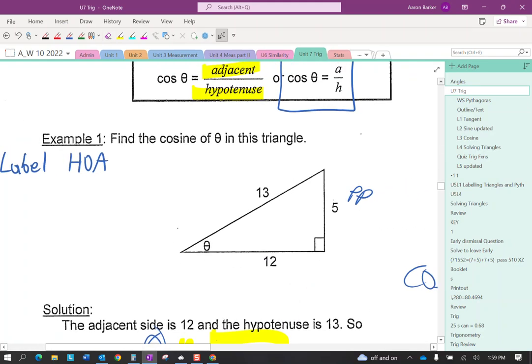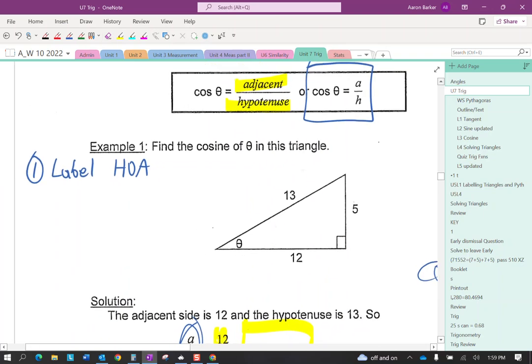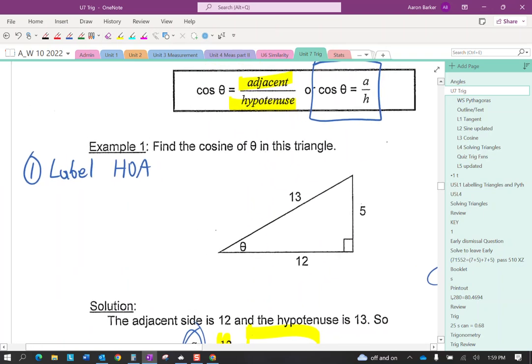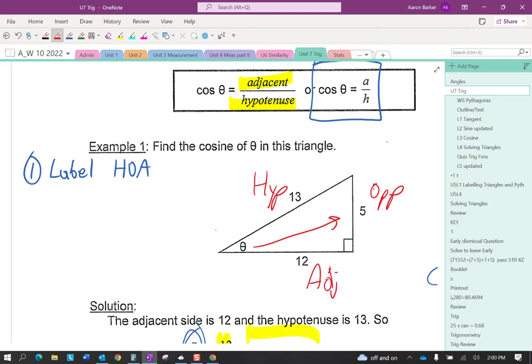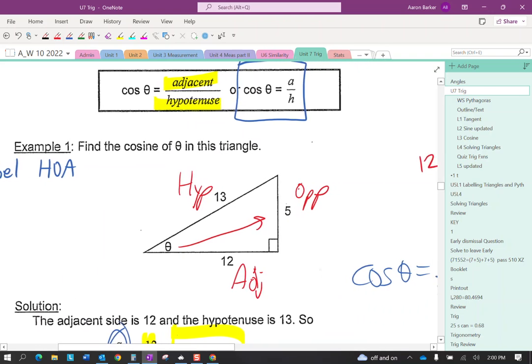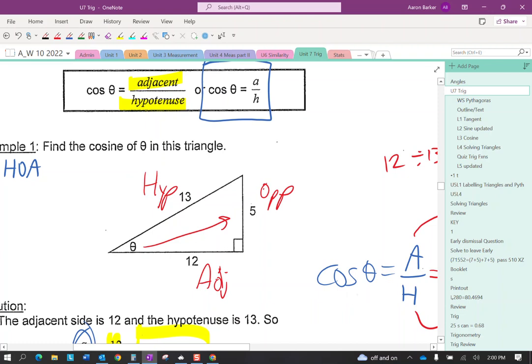Okay, label your HOA. Which side's the hypotenuse? 13. Which side's the opposite? 5. And which side's the adjacent? 12. Okay. So we start by writing down cos theta equals A over H.